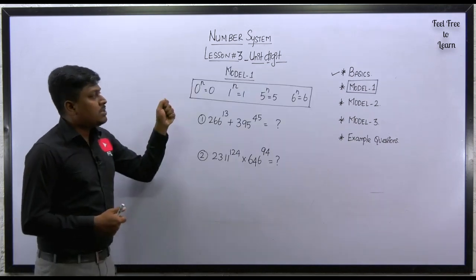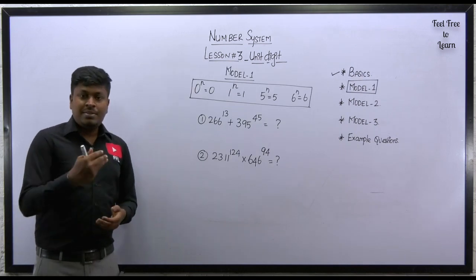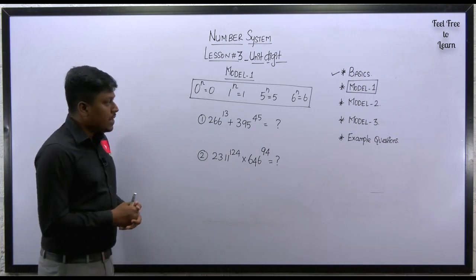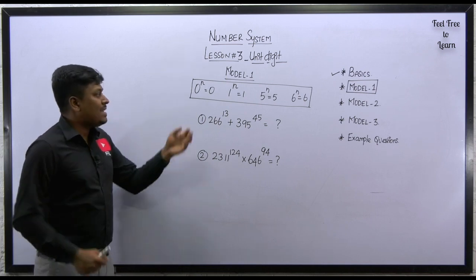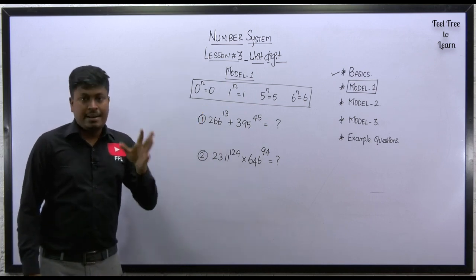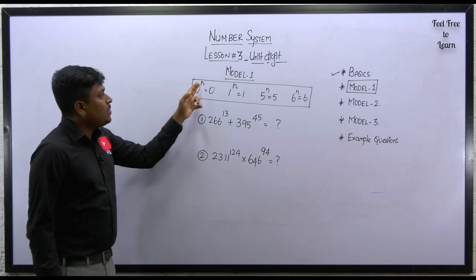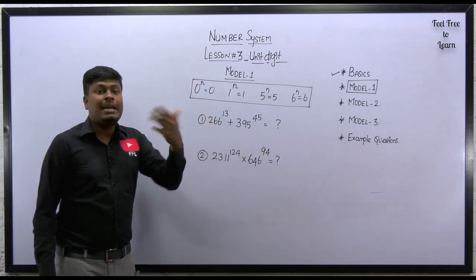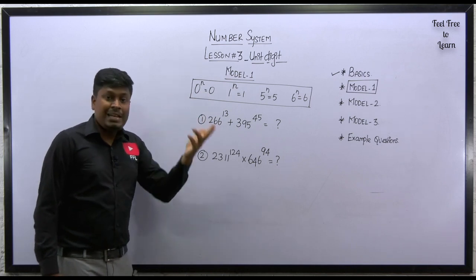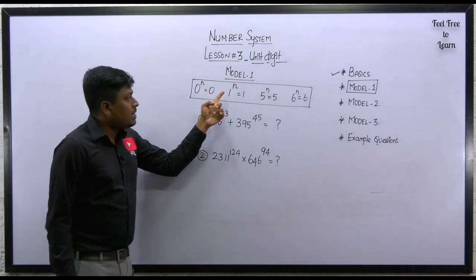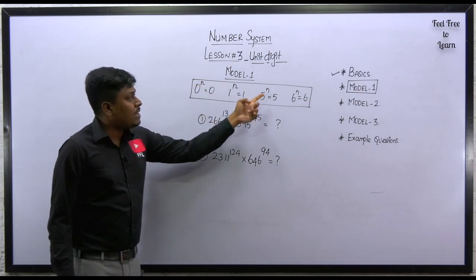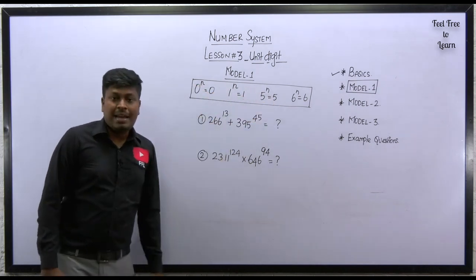So let me move on to model number 1. In this model number 1, initially we are going to learn the unit digit for some important numbers that are easy to remember. 0 power n. For example, 0 power 99 or 0 power 23, 0 power anything is 0. Similarly, 1 power n is 1, 5 power n is 5, 6 power n is 6.